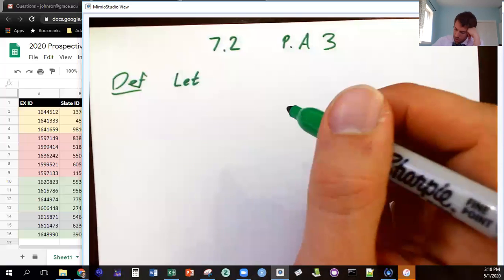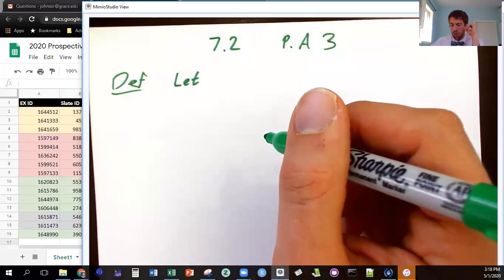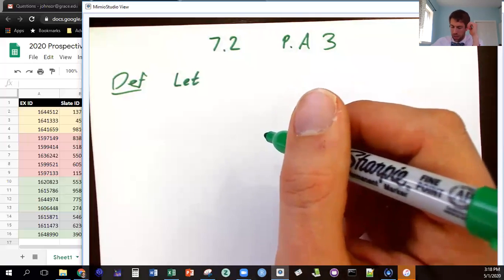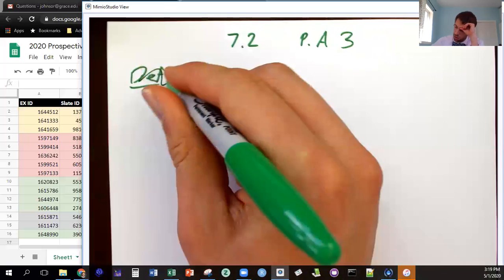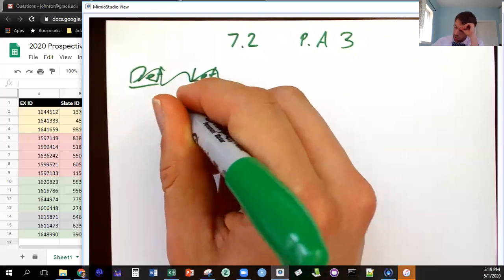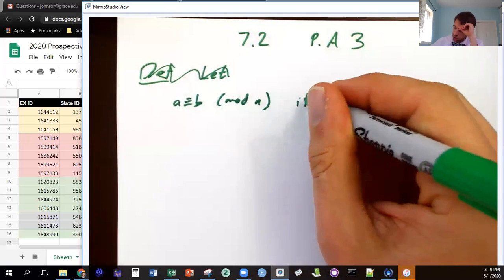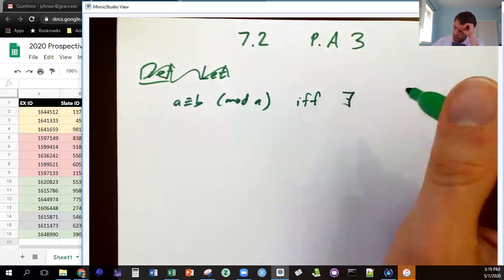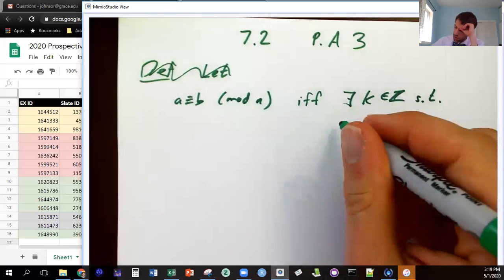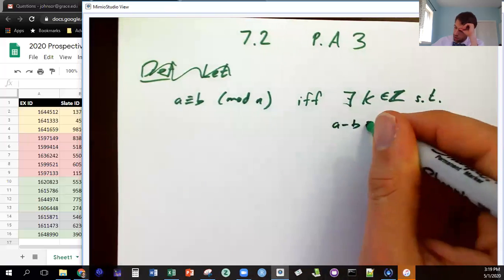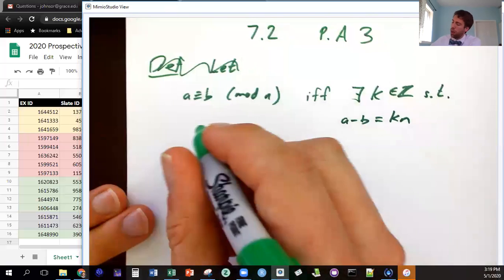So two different things that are equivalent to the definition might be that n divides a minus b. Or, a is equivalent to b mod n if there exists a k in the integers such that a minus b equals kn. All right, that's another way to say it.